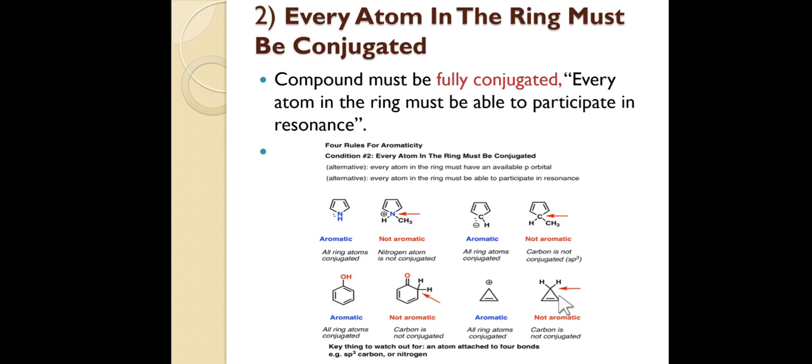So what is meant by fully conjugated? This electron density must be distributed to each and every atom in the ring, whether it is carbon, oxygen, nitrogen, sulfur, any atom. So these compounds, the first one, this one, and this one, they are fully conjugated and others are not fully conjugated. So these are liable for the aromaticity.